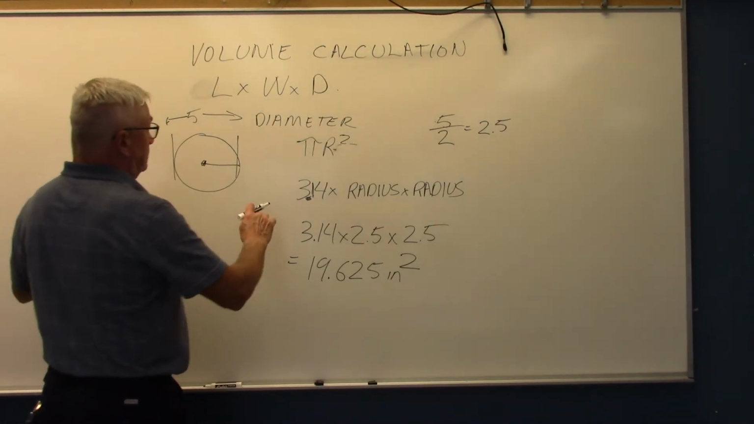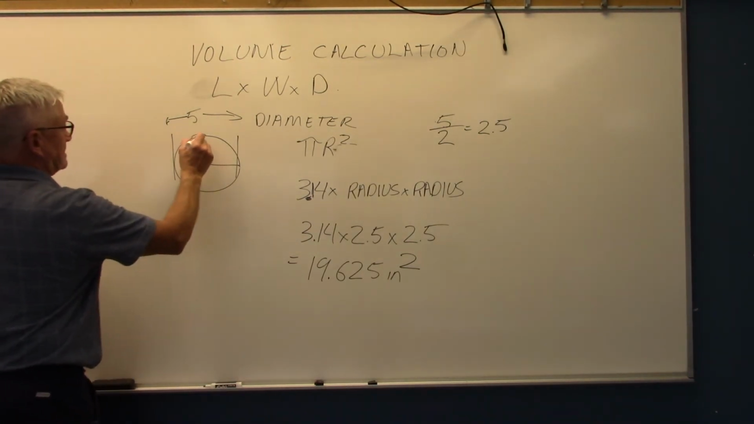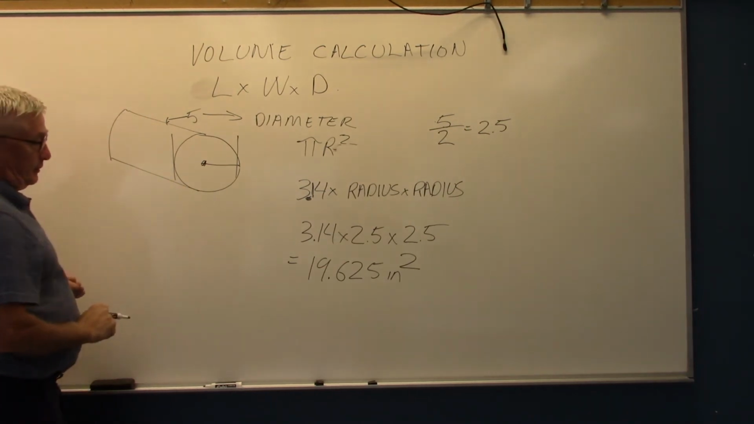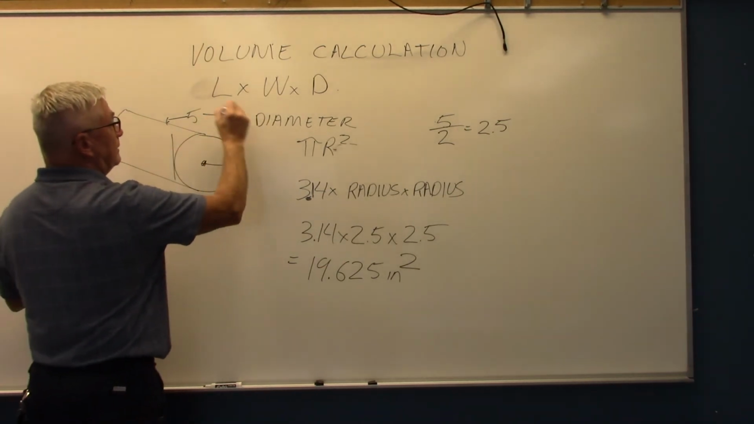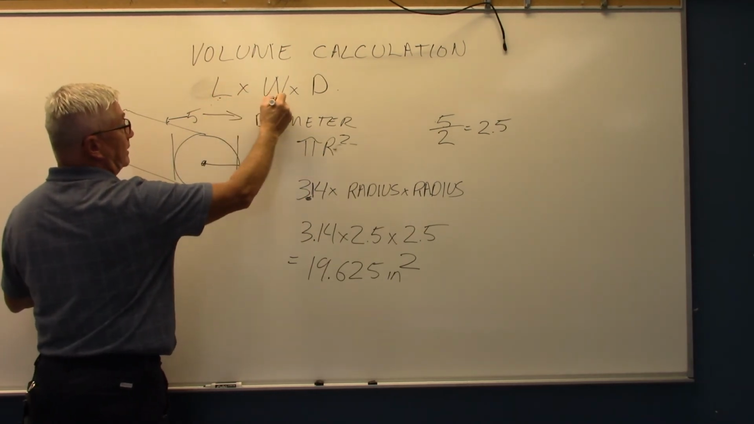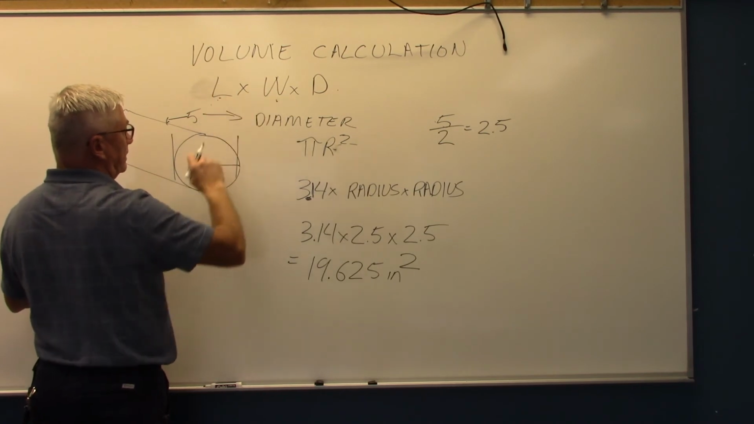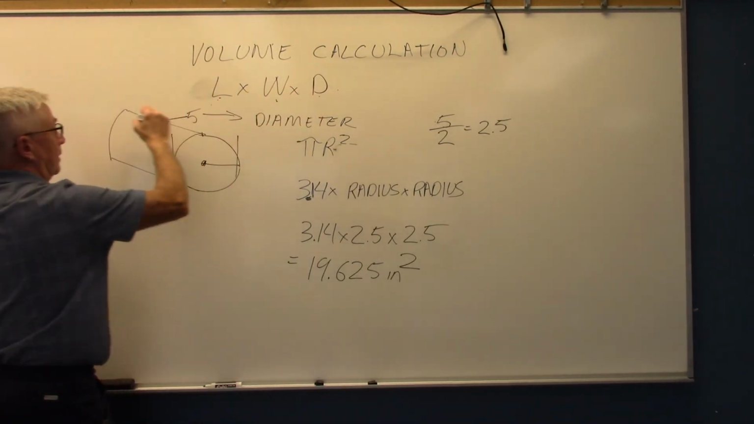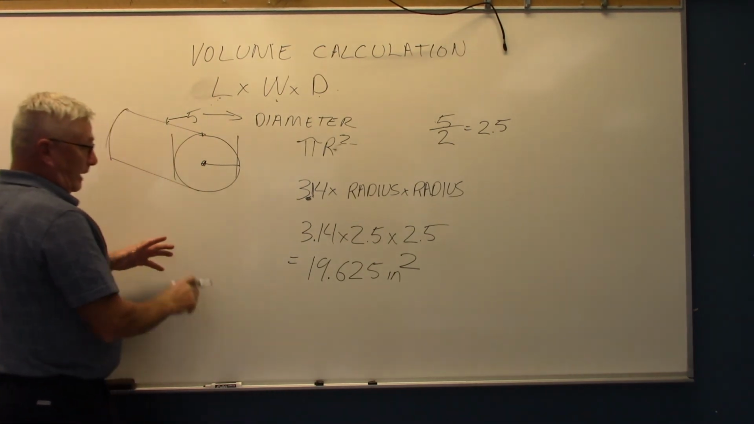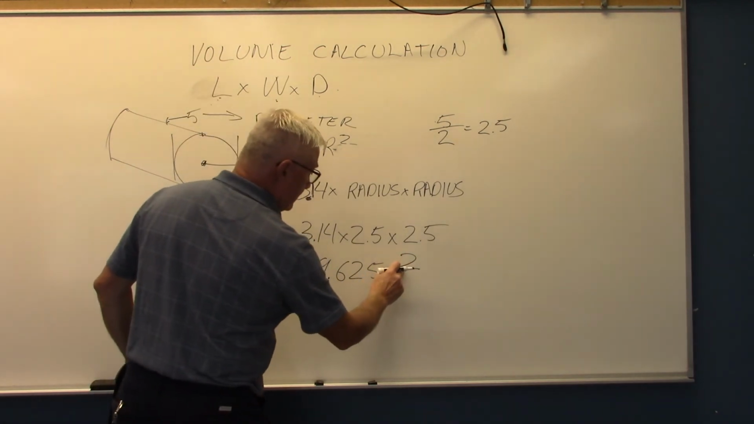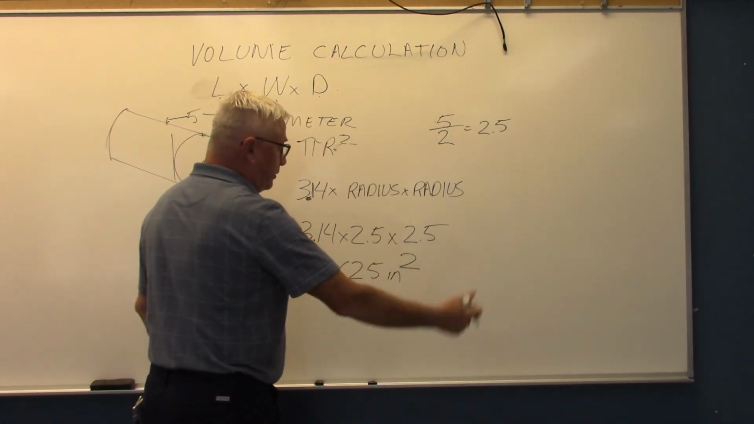Let's keep it simple and make it easy for my math. Now let's say we want to figure out the volume of that cylinder. Volume takes what we did, the area of a circle, and now we multiply it by the depth or length of our cylinder, and we come up with a volume. So the volume is going to take this two-dimensional item to a three-dimensional item.